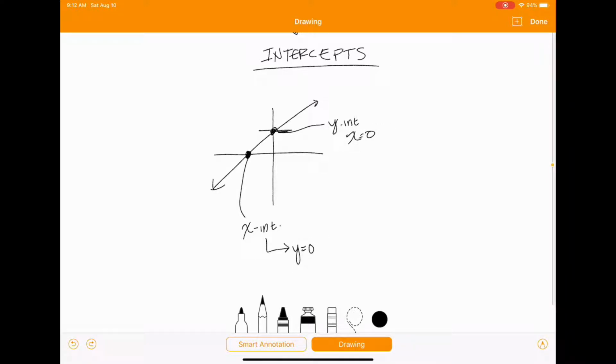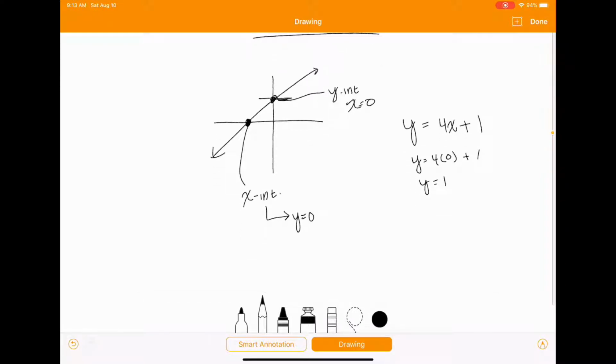So for example, if we had a function y equals, let's just say, 4x plus 1. So to find our y-intercept, we're going to plug 0 in for x and solve for y. So y is going to equal 4 times 0 plus 1. So y is going to be equal to 1.